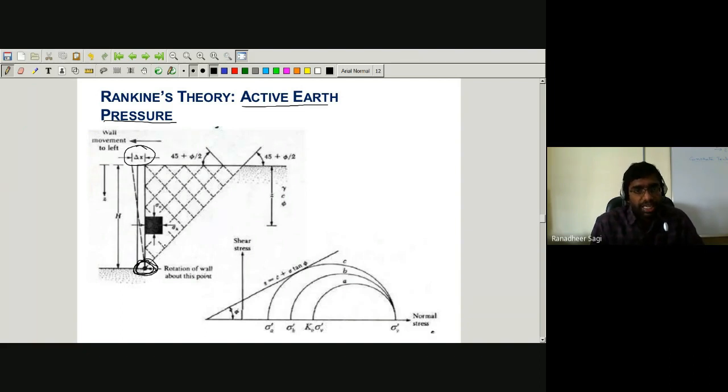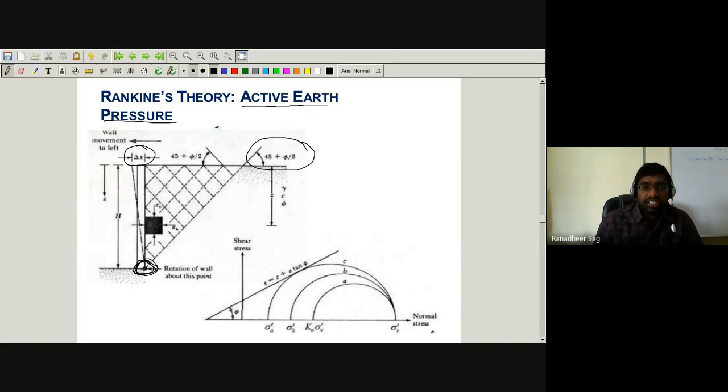So in such a particular case, at what angle of inclination the failure planes are going to exist is already what we have talked about. We said the failure plane exists at an angle of inclination 45 plus phi by 2 with the horizontal. This is in the case of the active state.